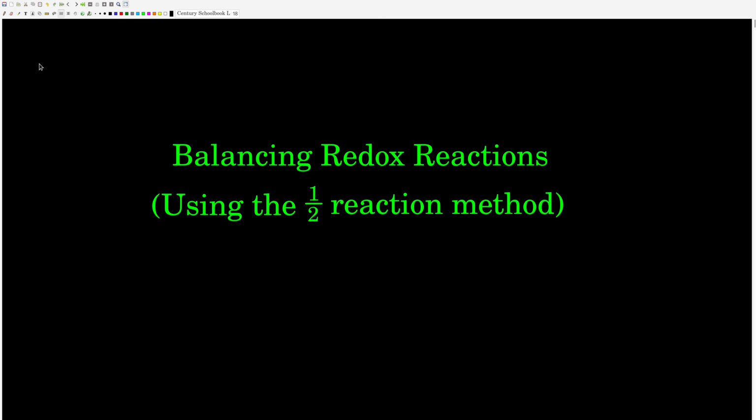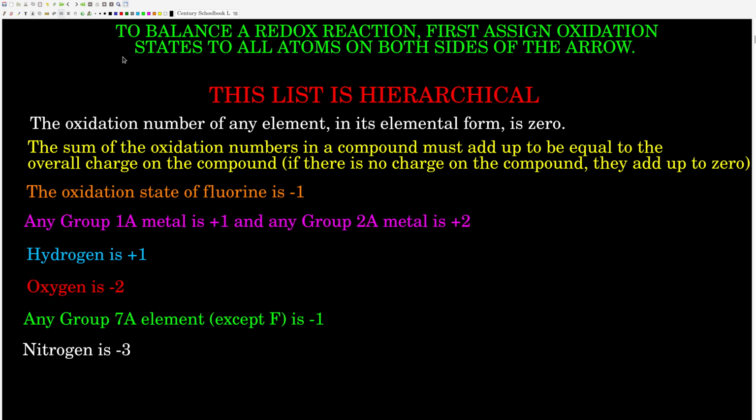Hey guys, this video starts our study of electrochemistry, and in particular this video is about how to balance redox or oxidation-reduction reactions. And we're going to use something called the half reaction method. So it ends up that when we're balancing redox reactions, we have to calculate what are called oxidation states of all the atoms in the reaction.